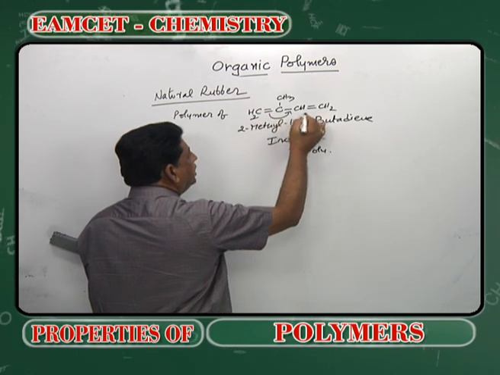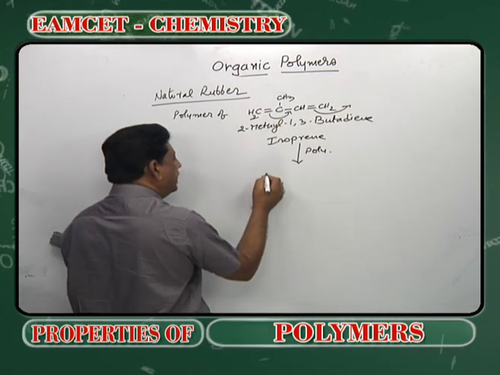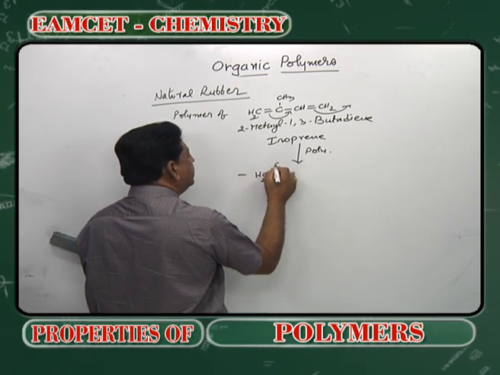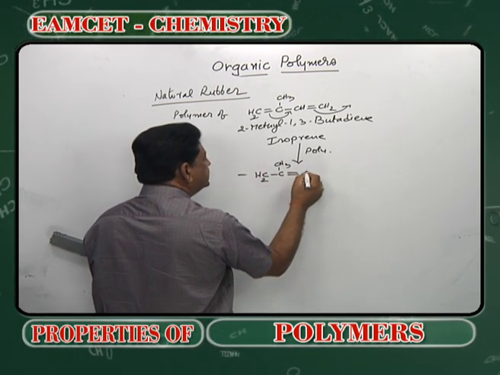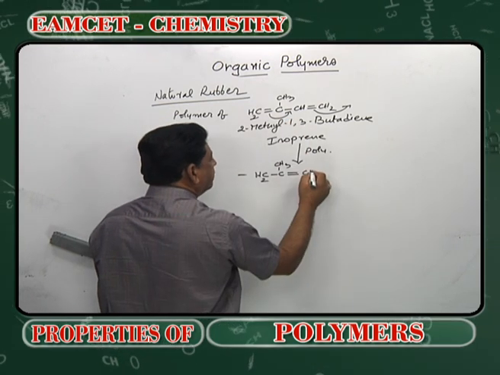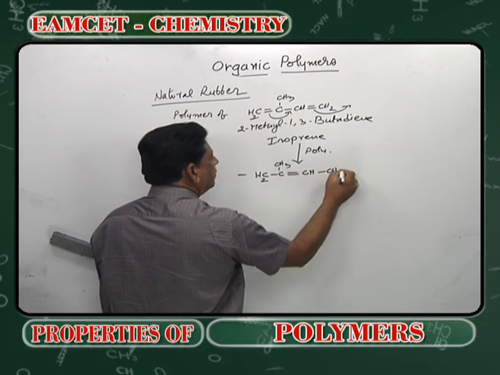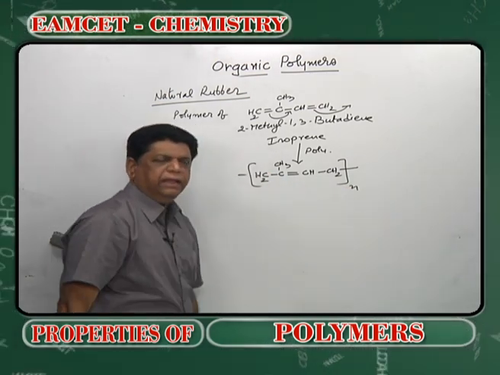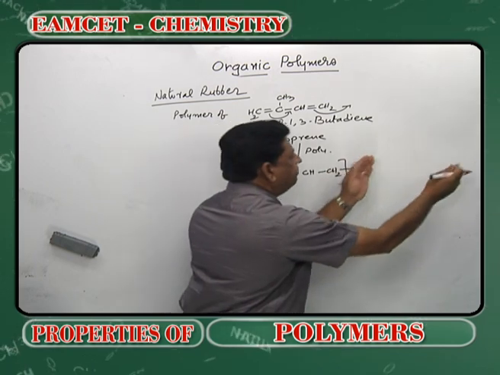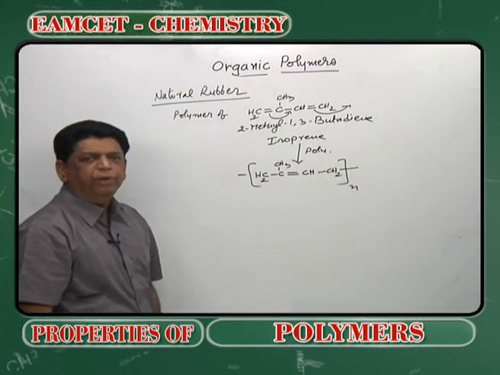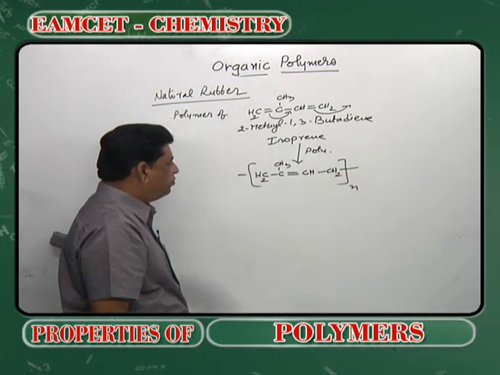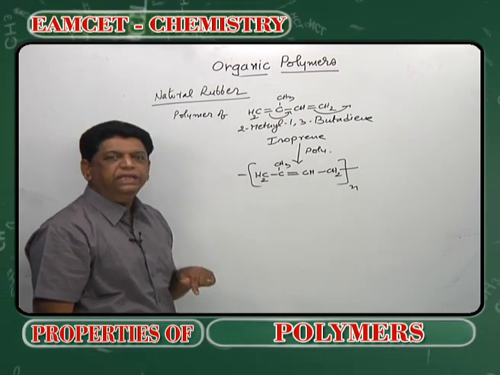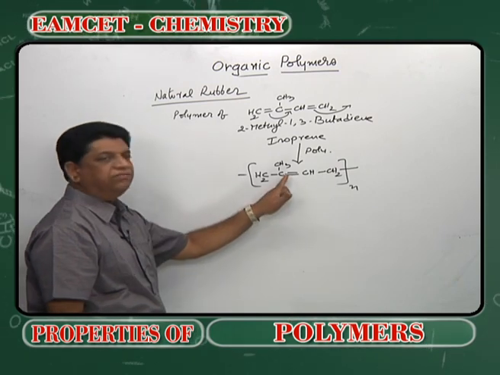When this isoprene is polymerized, what happens? The double bond moves, and this double bond makes a new bond. The structure of the rubber is CH2-C(CH3)=CH-CH2, with the double bond between the second and third carbon, and this repeats n times. A long chain of this polymer is known as natural rubber. You find there is still one double bond here.